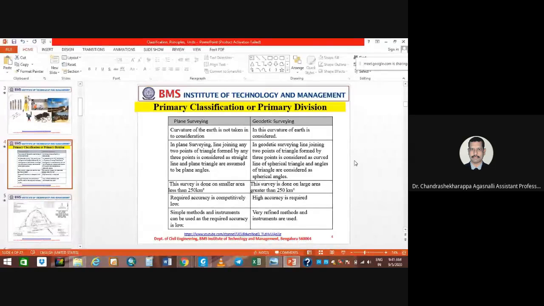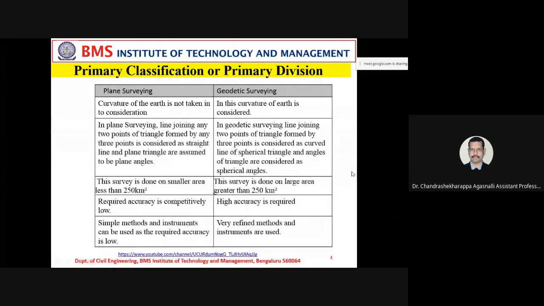And the last point is methods and instruments. In plane surveying, simple methods and instruments can be used, as the required accuracy is low. But in geodetic surveying, very refined methods and instruments are used. Very well refined methods and instruments.